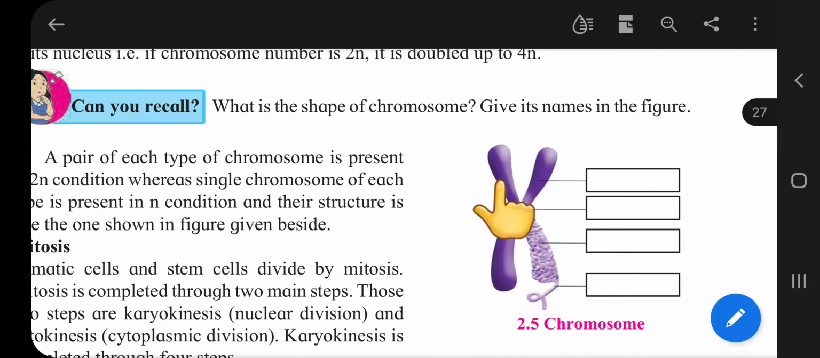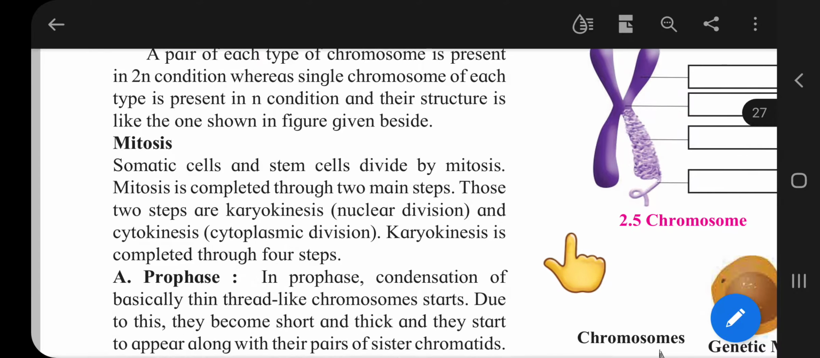This is the diagram of a chromosome. Label this diagram carefully, and now we'll learn about mitosis. Somatic cells and stem cells divide by mitosis. Mitosis is completed through two main steps. Those two steps are karyokinesis and cytokinesis. Karyokinesis means nuclear division. Cytokinesis means cytoplasmic division.